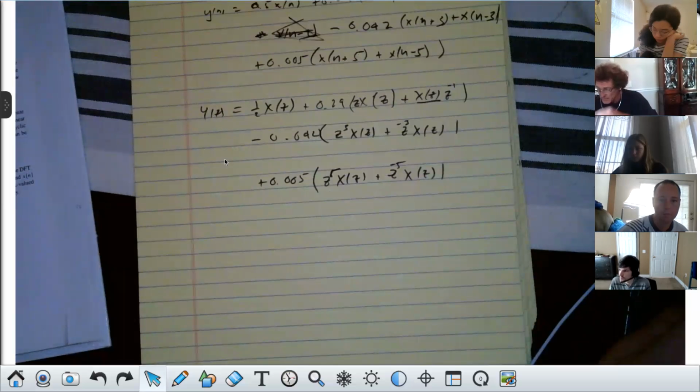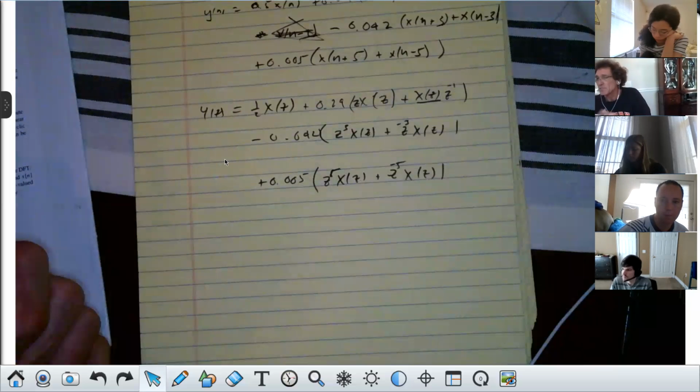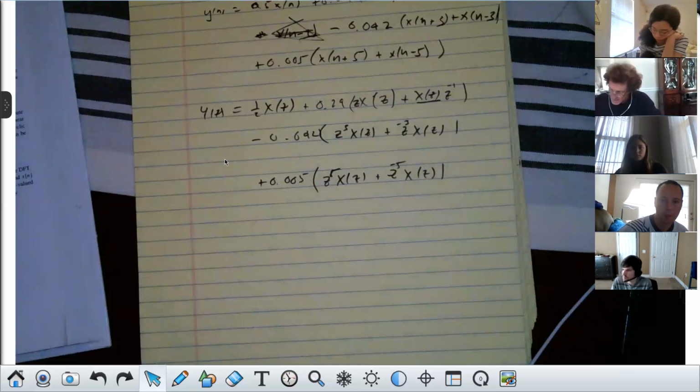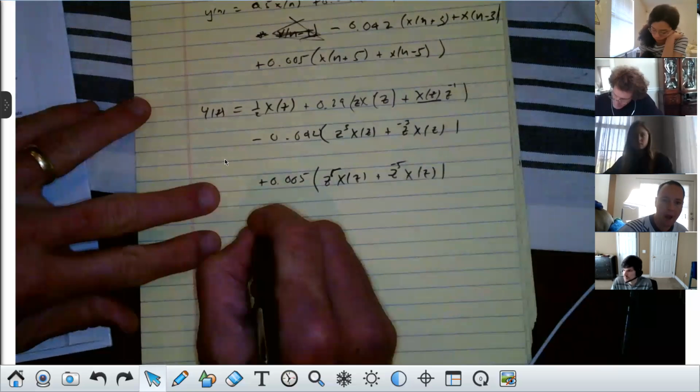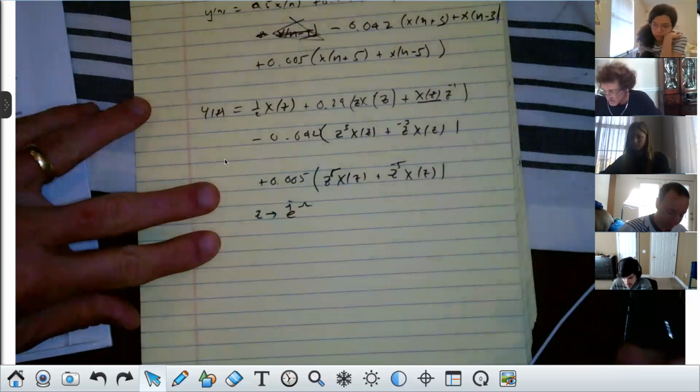Okay, now after I have that, since they want the frequency domain response, initial conditions don't even appear. You don't even care about them. The next thing I do is just let z equal e to the j omega, because that's going to be the frequency domain response, right?